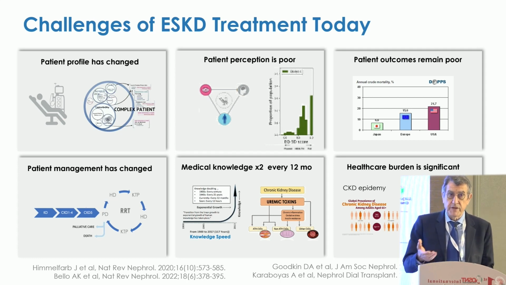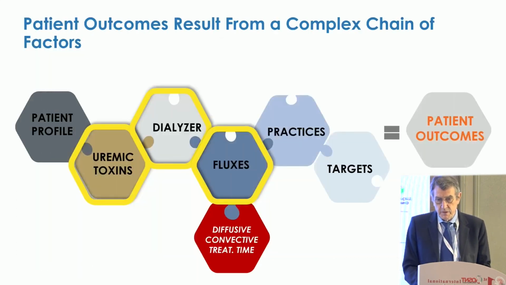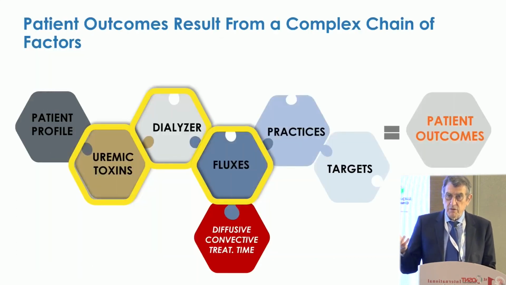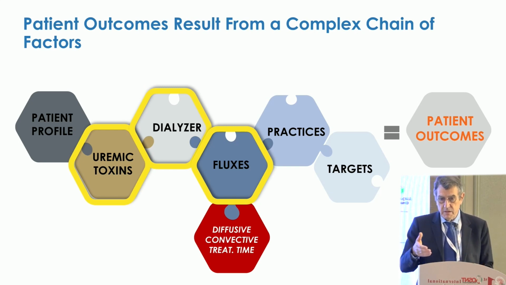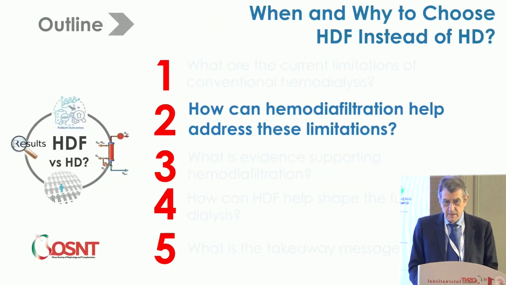So we have to improve the outcome, reduce the cost, and make sure at the end we do something beneficial for the patient. Now, what sort of tools do we have? Patient outcome is not very simple. It results from a complex chain, or a complex equation. You have the patient profile, the uremic toxins, the dialyzer, the fluxes, what you do, practices, and targets. All together you need to mix these to make sure at the end you achieve the best for the patient. I will concentrate on 3 elements, which are uremic toxins, dialyzer, fluxes, and the technique.